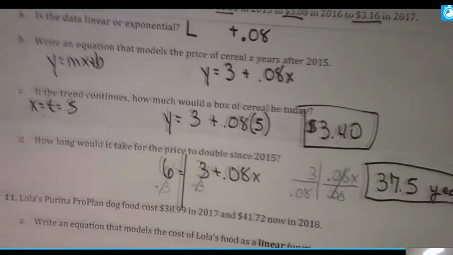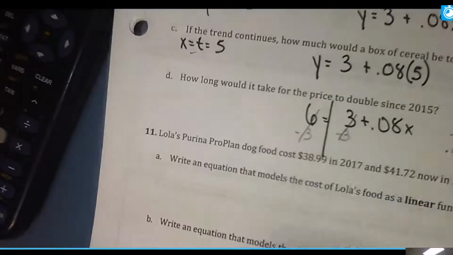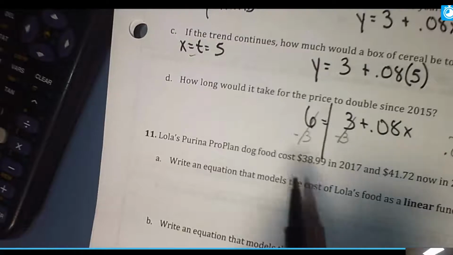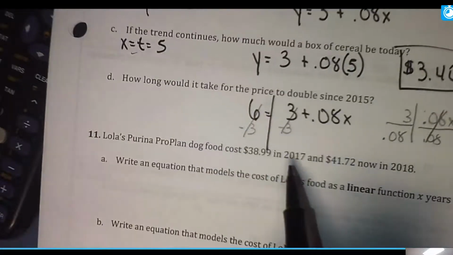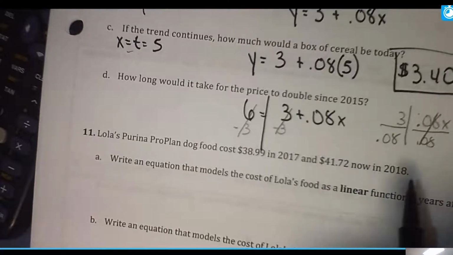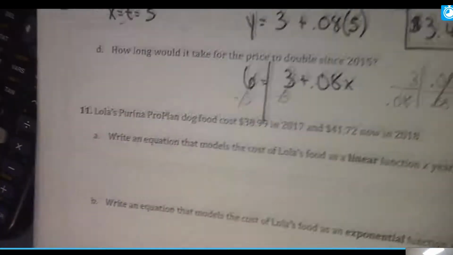All right, moving on. Question 11. Lola's Purina Pro Plan dog food costs $38.99. So this is somebody's dog. It's Miss Roseline. She's another teacher in 2018. And now in 2018, it's this price. So we're going to do this twice. And you definitely will have a question like this on a quiz.